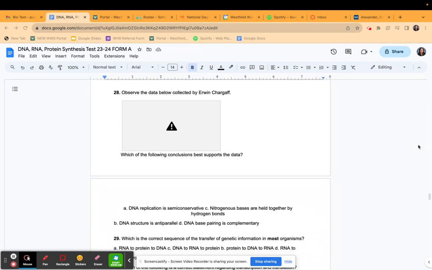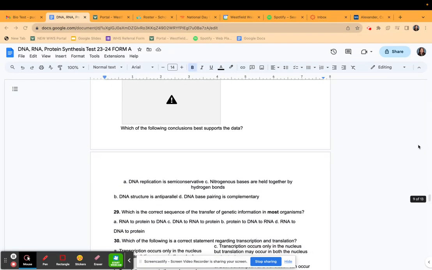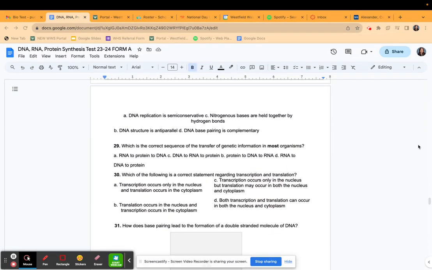Okay, number 28. Observe the data below collected by Erwin Chargaff. Which of the following conclusions best supports the data? A, DNA replication is semi-conservative. B, DNA structure is anti-parallel. C, nitrogenous bases are held together by hydrogen bonds, or D, DNA base pairing is complementary.